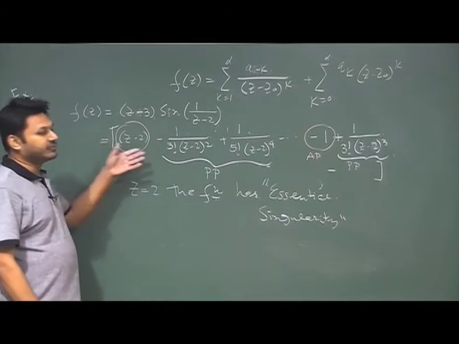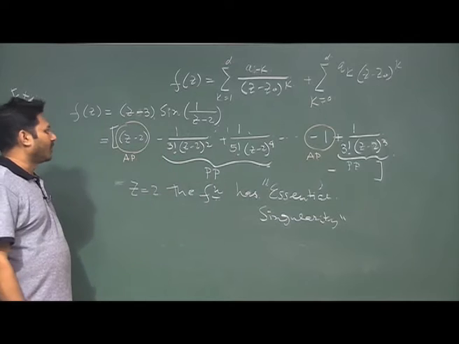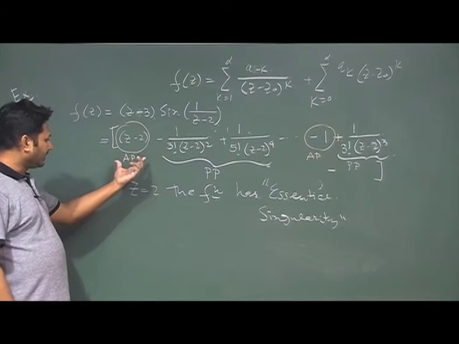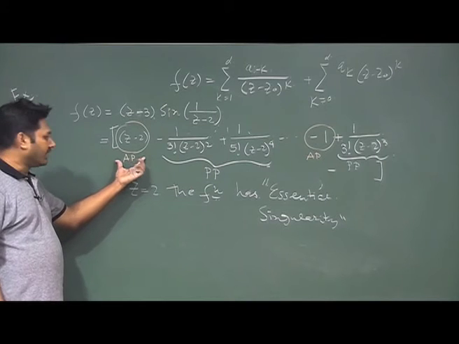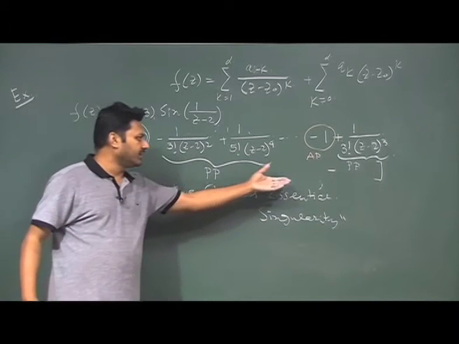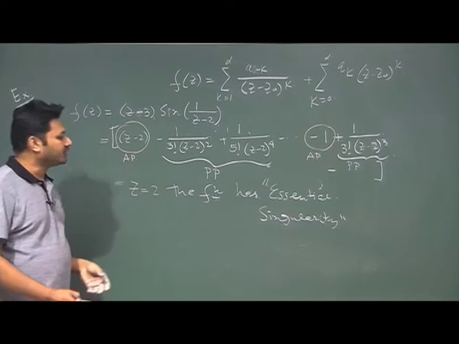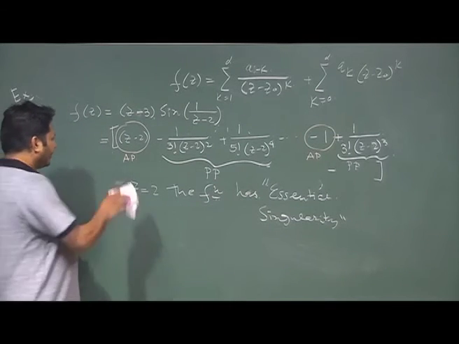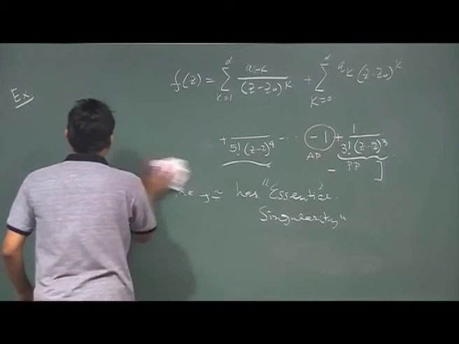It is essential because you can't remove this singularity at that particular point, whatever the function we have, because we have a limited number of analytic terms, but an infinite number of principal part terms. So, that means we have a singularity which is essential in nature. So, now we will go to the next step.